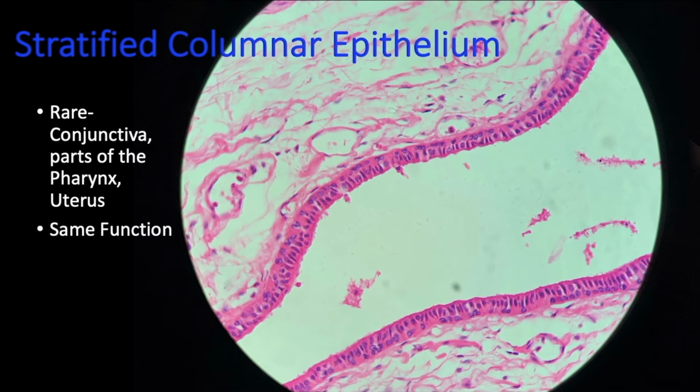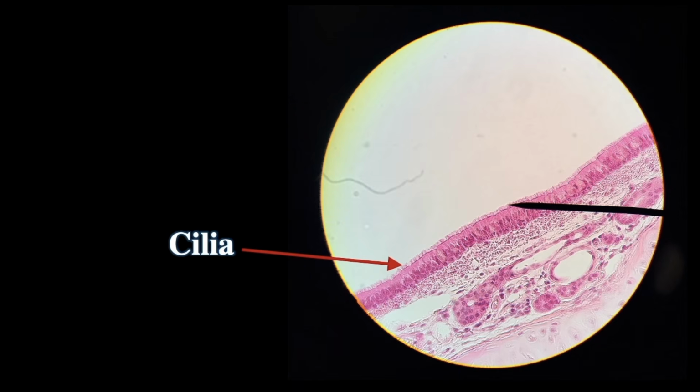Stratified. Now these guys don't look column-like to me. Well, yeah, they're not column-like, but overall, these guys are, so we just call the whole thing stratified columnar. So this is stratified. Where do you find these? In the conjunctiva of the eye, parts of the pharynx, not all the parts of the pharynx, but parts of the pharynx, the uterus, and the same function as simple columnar epithelium, which is absorption and secretion. So this is stratified columnar epithelium.